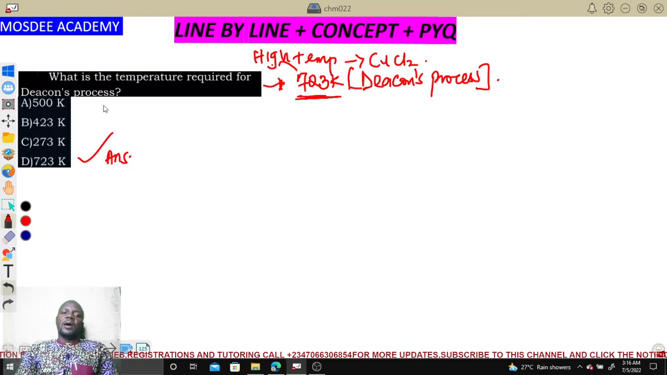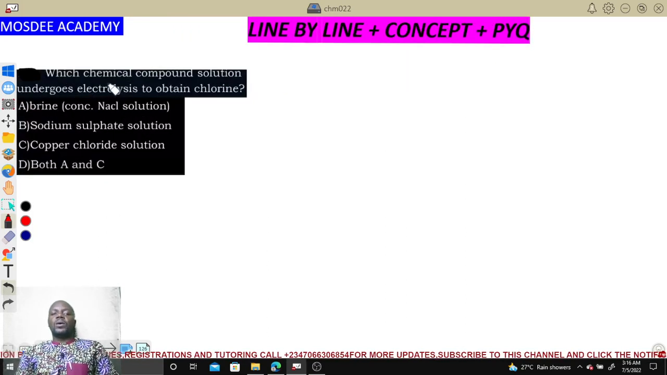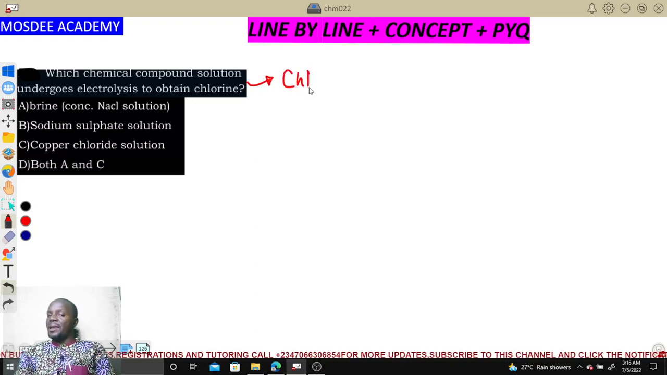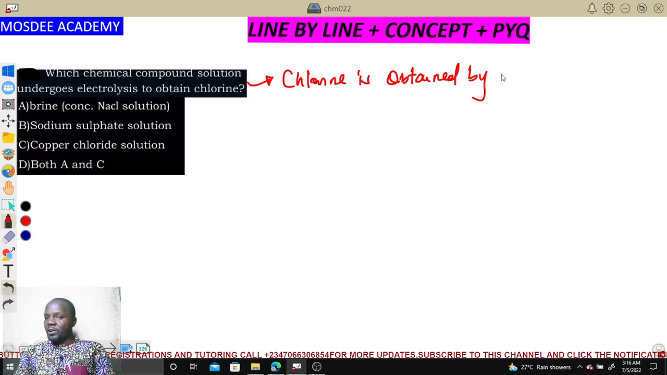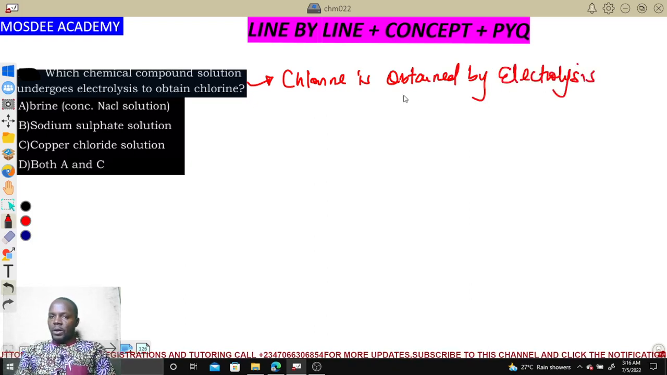Now, the next question says, which chemical compound solution undergoes electrolysis to obtain chlorine? Industrially, chlorine is obtained by electrolysis of brine.